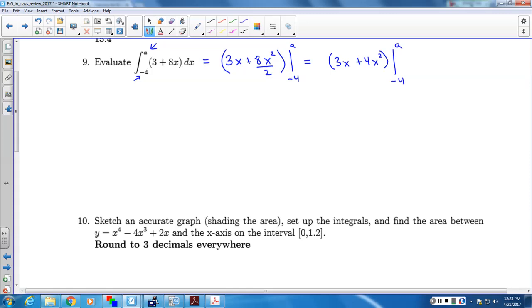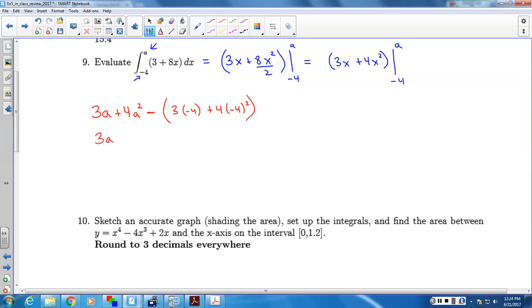The way you evaluate it, you always put the larger number in first. The larger number is the one on top. So I get 3a plus 4a squared, and then you subtract what you get when you put the number on the bottom in. So minus 3 times -4 plus 4 times -4 squared.